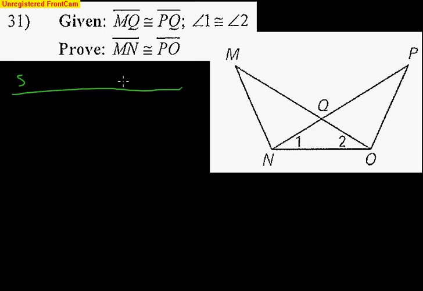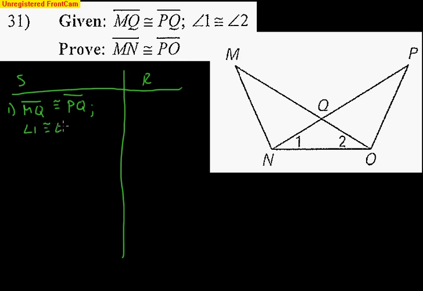Create our statements and reasons. And so always start with the given. Segment MQ is congruent to segment PQ, and we also know something about this angle: angle 1 is congruent to angle 2. So on my picture I'll mark MQ congruent to PQ, and angle 1 is congruent to angle 2. Now eventually we want to show that MN is congruent to PO.